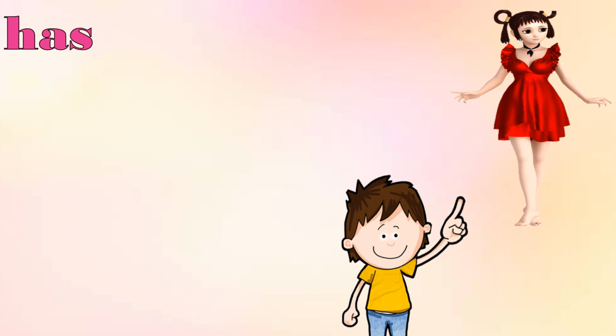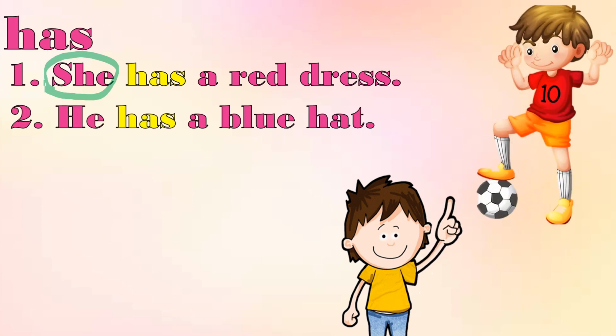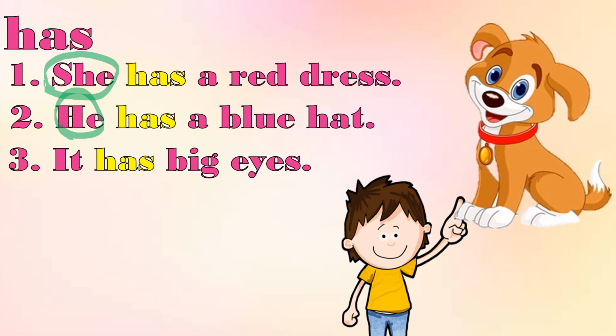Now let's discuss has. Look at the first example. She has a red dress. Now our subject is she. It's a singular pronoun. So to show the possession, we have used the helping verb has. She has a red dress. Next, he has a blue hat. Our subject is he. So again, he is a singular pronoun. So with a singular pronoun, we have used the helping verb has.